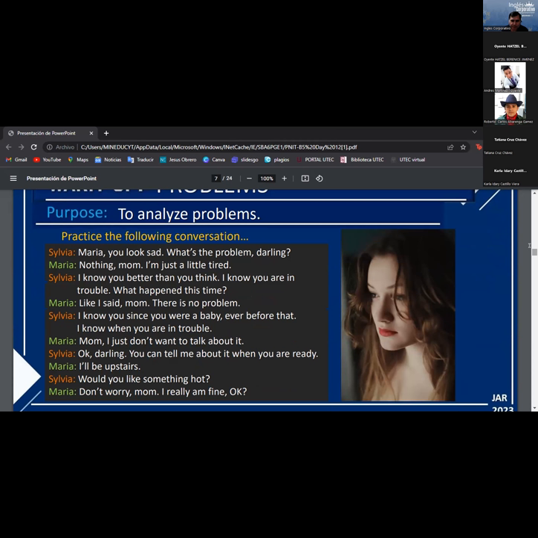I know you since you were a baby. Even before that, I know when you are in trouble. Mom, I just don't want to talk about it. Okay, darling. You can tell me about it when you are ready. I'll be upstairs. Would you like something hot? Don't worry, Mom. I really am fine, okay?